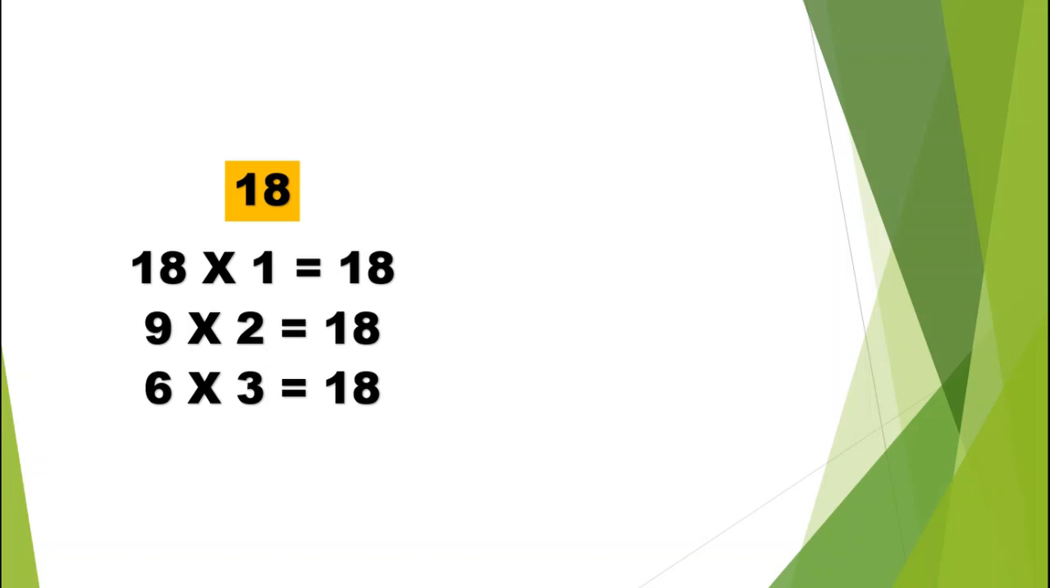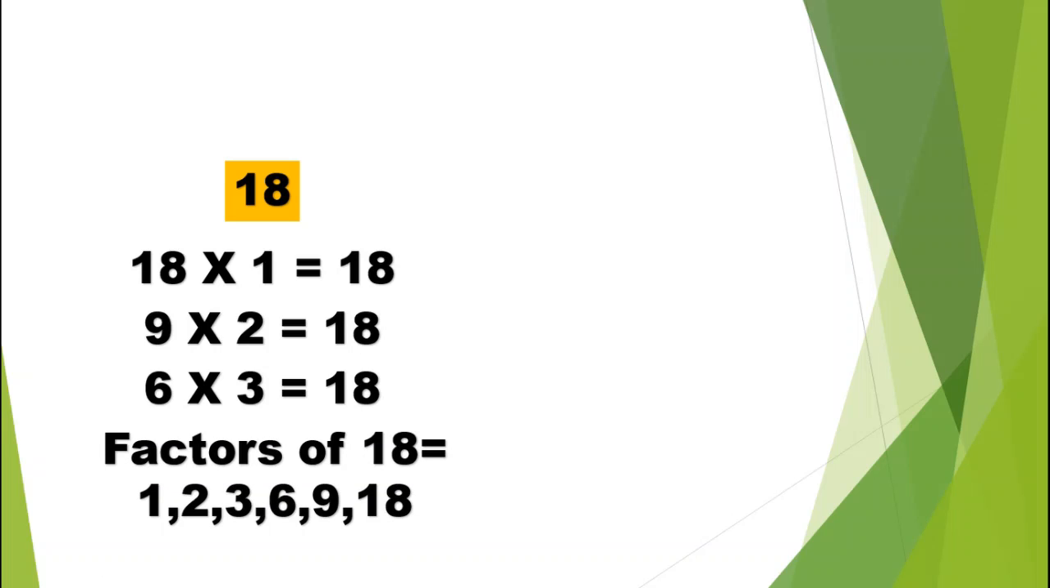No more. So the following three numbers multiplied to each other are equivalent to 18. So we can say that 1, 2, 3, 6, 9, and 18 are what we call factors of 18. So these are the numbers that we can multiply to enable us to come up with 18.